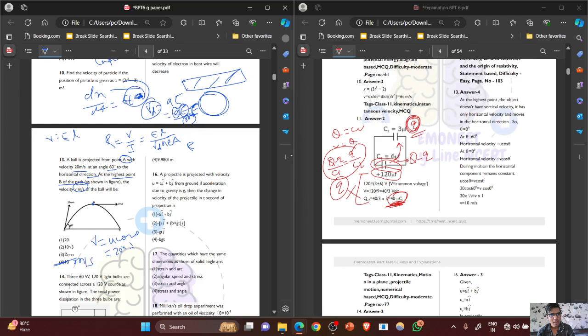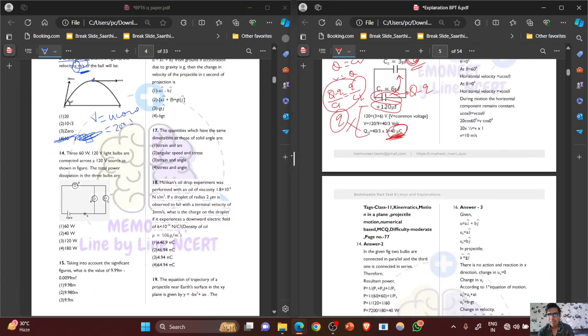Here units are missing. It said V meter per second, so there is no need of a unit. Fourth is the correct answer. Don't need to do that much calculation.